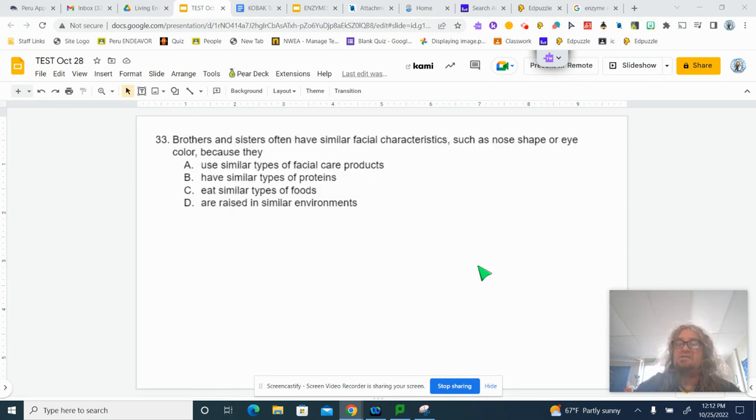And finally, our last question on the test. Brothers and sisters often have similar facial characteristics, such as nose shape or eye color, because they A, use similar types of facial care products, B, have similar types of proteins, C, eat similar types of foods, D, are raised in similar environments.